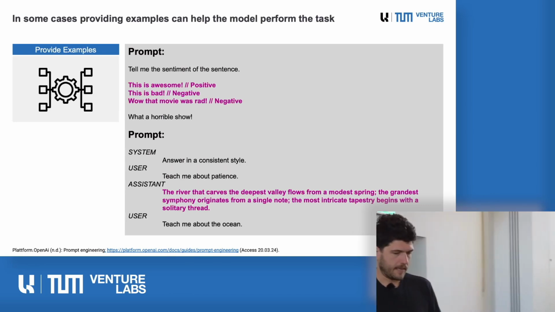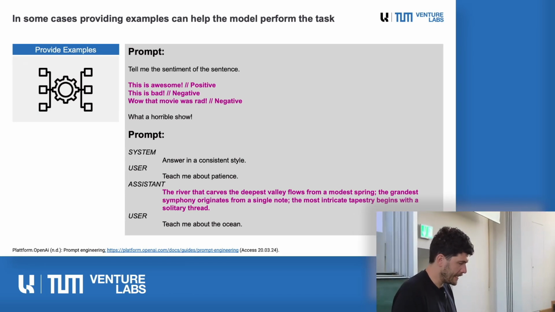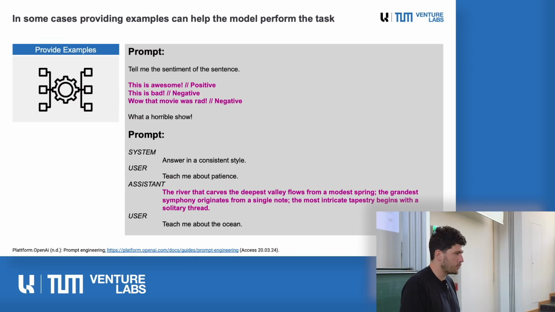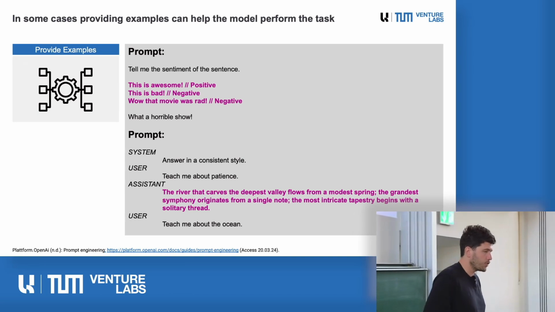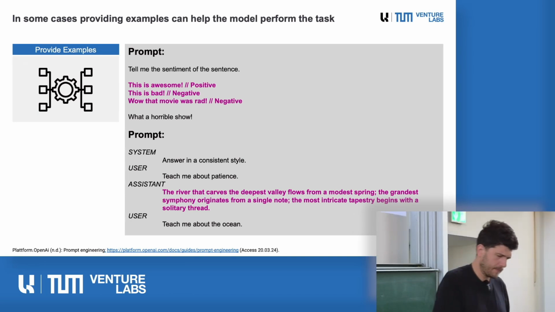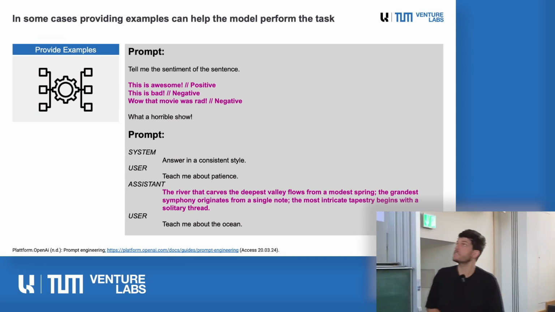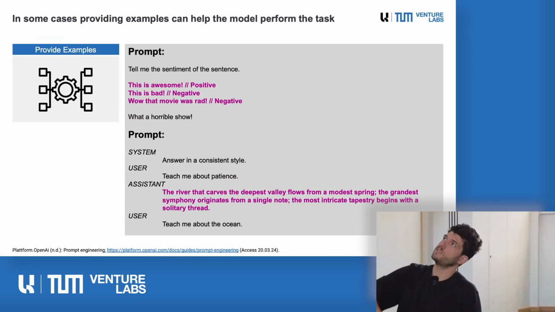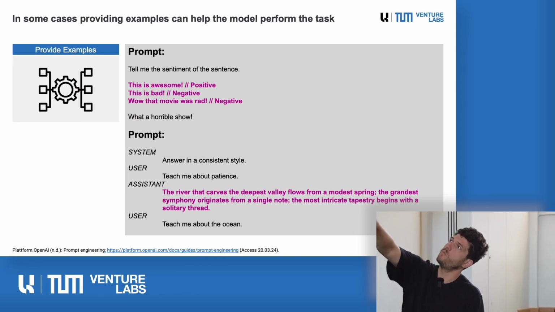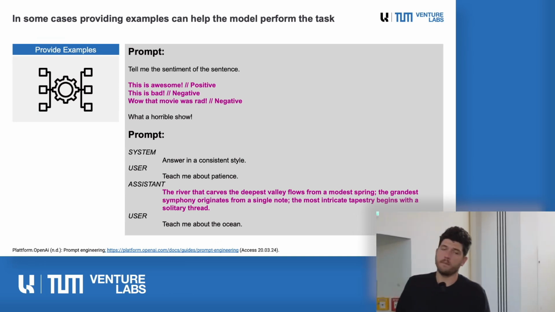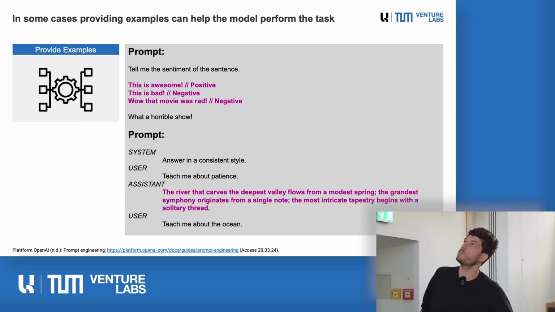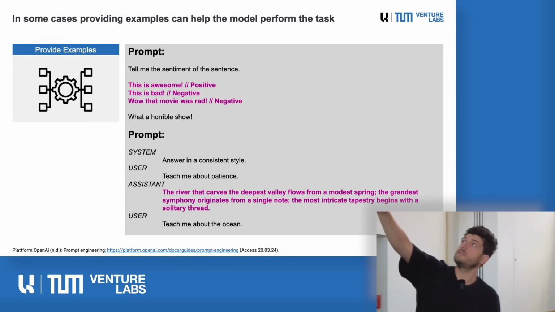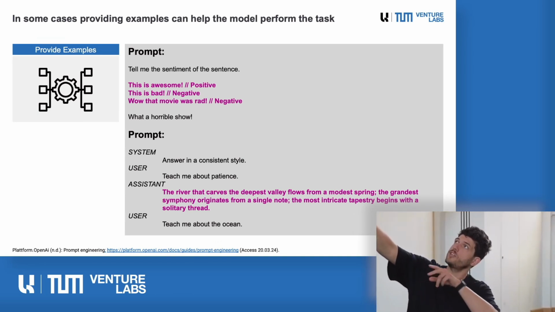Provide examples. This is a technique that you might also be familiar with. If you cannot exactly say what the output should do, you should provide examples. For example, the sentiment of the sentence, this is awesome, is positive. The sentiment of this is bad is negative. Wow, that music was rad. I think it should be bad. It's negative. So you give it some examples so it knows that that was a horrible show. The output should probably be, that was a horrible show, negative.